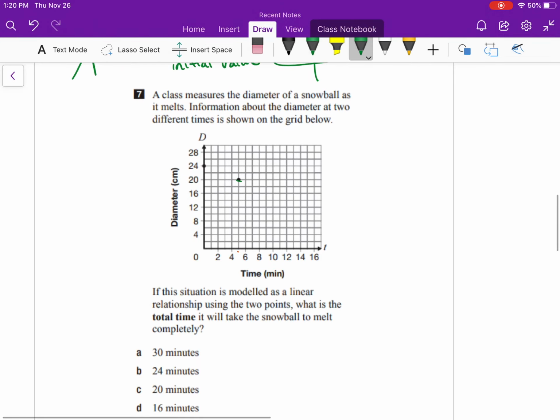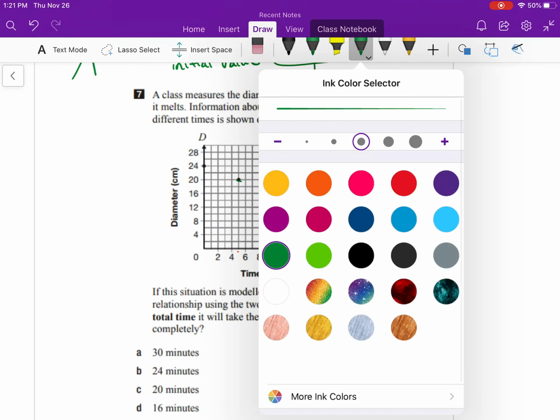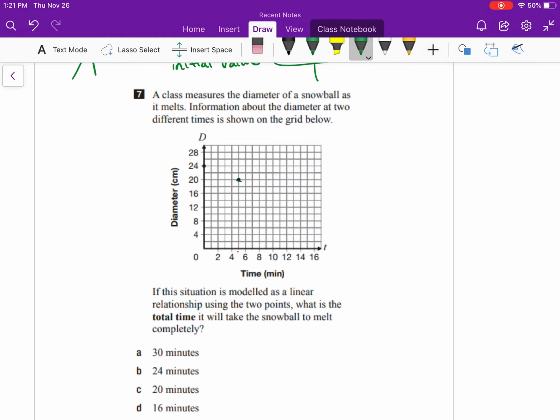So let's take a look at this example right here. We have that a class measures the diameter of a snowball as it melts, and information about the diameter at 2 different times is shown. It asks us how long will it take for the snowball to melt completely, which we'll answer in a few minutes. But let's write the equation of this line to get some practice. We're actually lucky because we have the constant right there, the y-intercept. So when we write this equation, we're going to have plus 24 there.